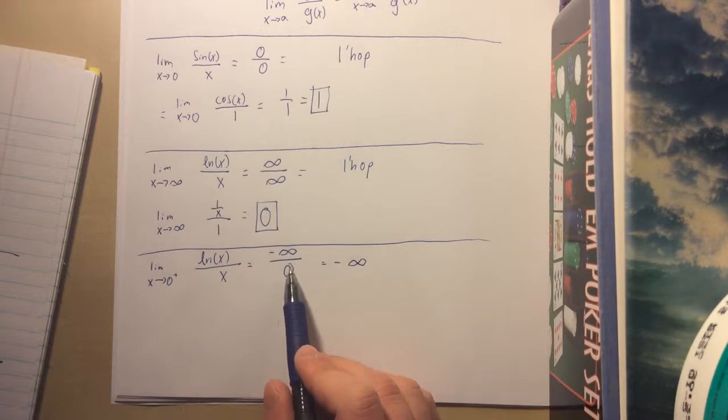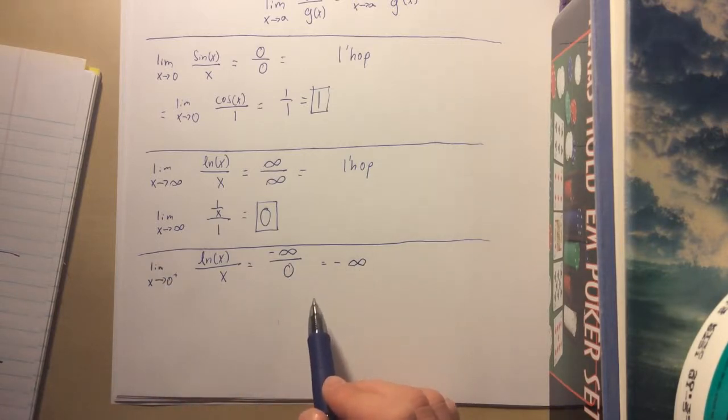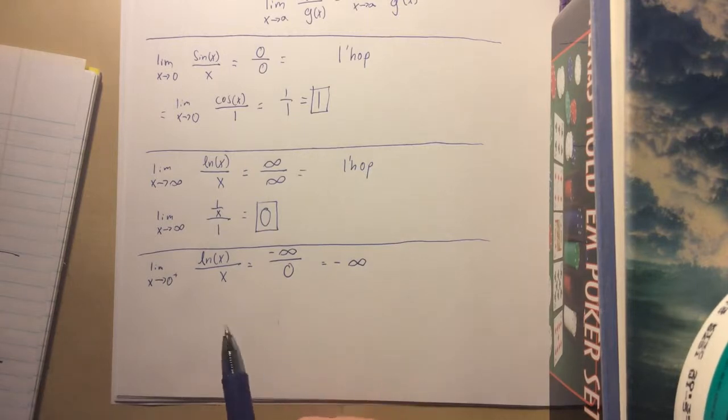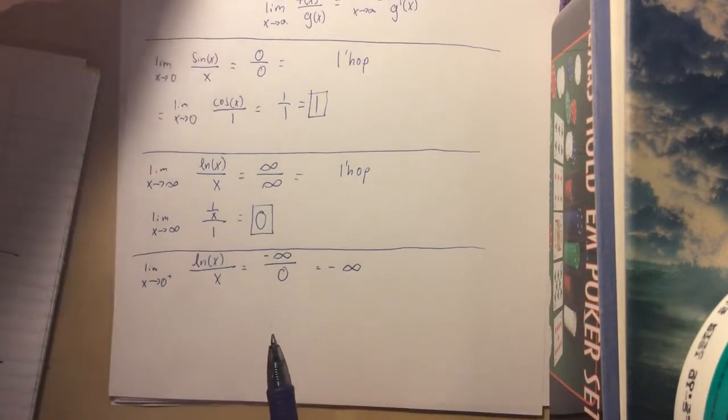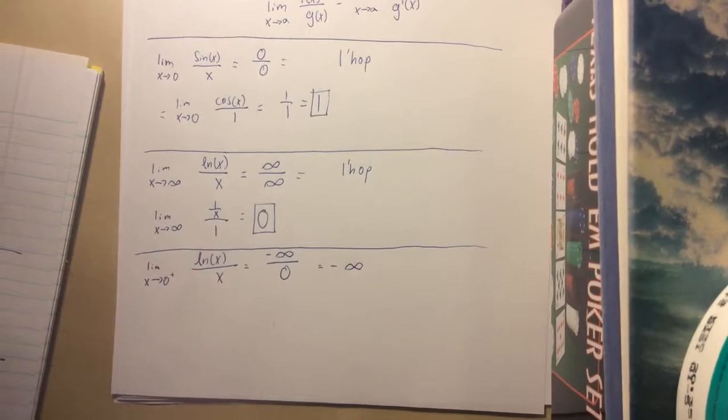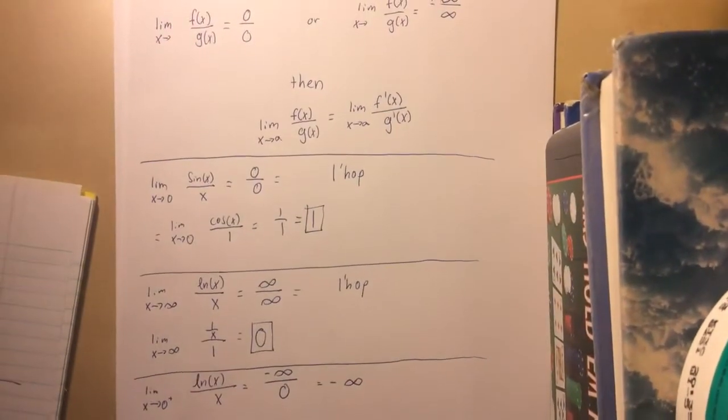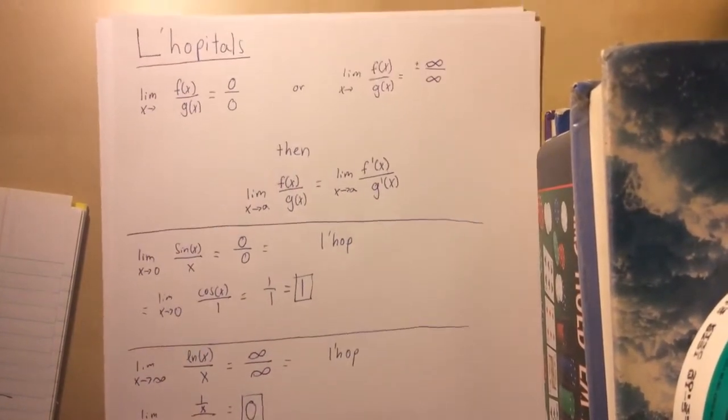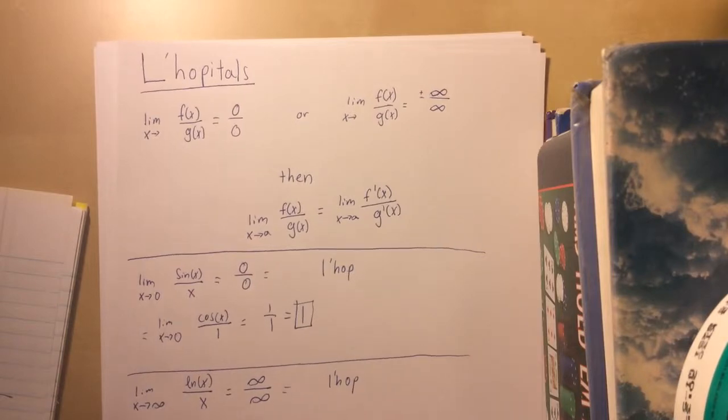Because this 0 isn't really 0. It's the limit as x approaches 0. So it's not undefined. It's negative infinity. If you would have used L'Hopital's, you would have gotten something completely different. So you've got to make sure that you're using L'Hopital's when it's appropriate. So now let's do one more challenge problem.